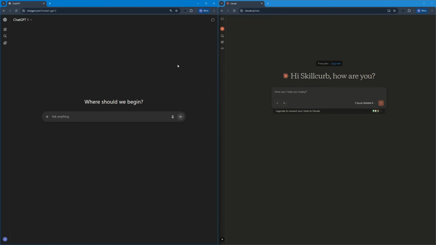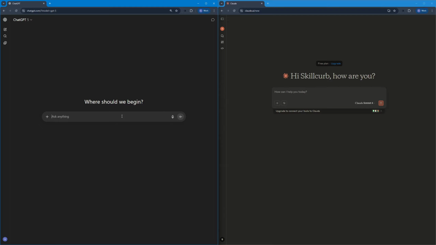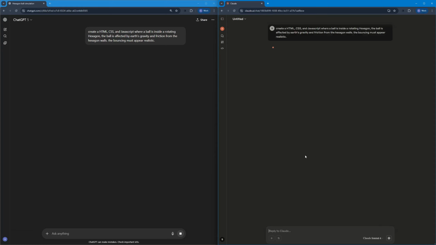We're finally getting started with the side by side comparison of GPT-5 and Claude Sonnet 4. For the first prompt, I'm going to be testing how GPT-5 and Sonnet 4 can simulate physics principles. The first prompt is related to a physics test where we check out the gravity and friction of the wall while the ball is inside a hexagon and the wheel is moving. I'm just going to copy the same prompt, paste it inside Sonnet 4 and hit enter at the same time. Let's see how they perform side by side.